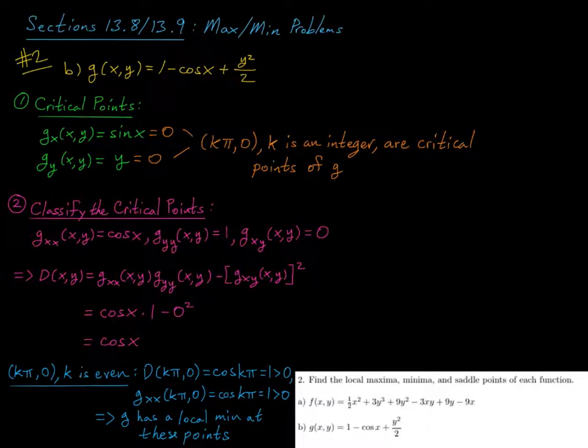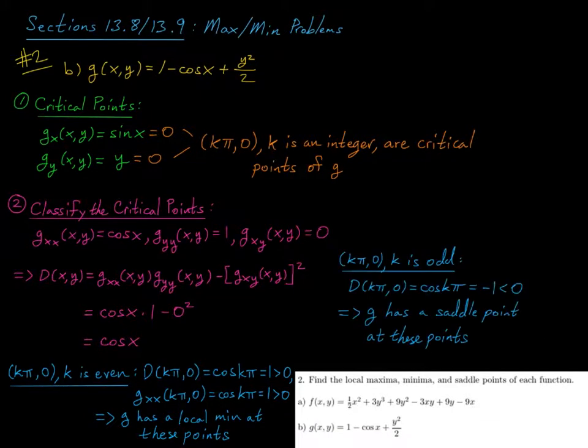Okay, so if k is an even integer, in other words, if we're looking at the points (0, 0), (2 pi, 0), (negative 2 pi, 0), (4 pi, 0), (negative 4 pi, 0), and so on. If I plug k pi in for x, I get the cosine of k pi. K is an even integer, so that's going to equal 1. So here, the quantity D is positive, and the xx derivative of g is cosine of x, that's also 1, so that's positive. G then has what? Well, D is positive and the xx derivative is positive, so we have local mins at these points where k is an even integer.